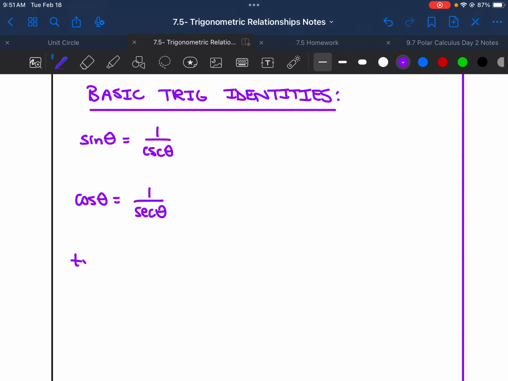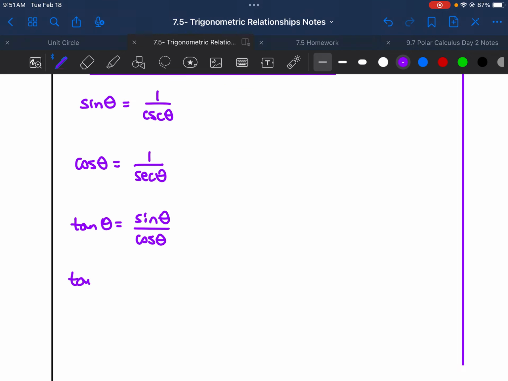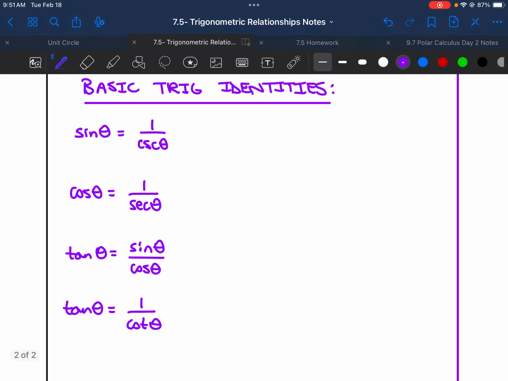And we know that tangent of theta has 2 different ways that it can be written. We know tangent of theta can be written as sine of theta divided by cosine of theta. But we also know, since tangent and cotangent are reciprocals, the tangent of theta can also be written as 1 over cotangent of theta. Similarly, cosecant of theta can be rewritten as 1 over sine of theta. Secant of theta can be rewritten as 1 over cosine of theta.